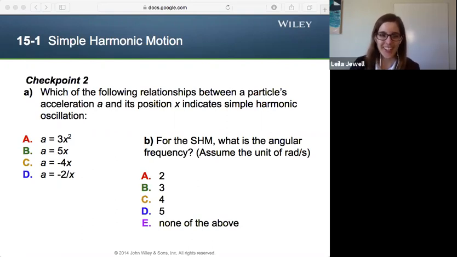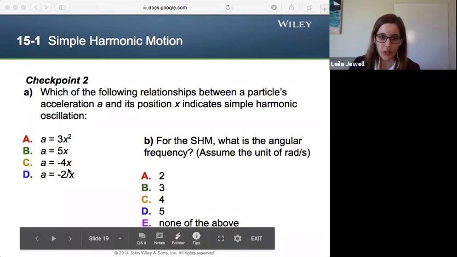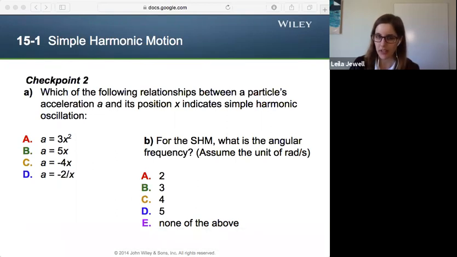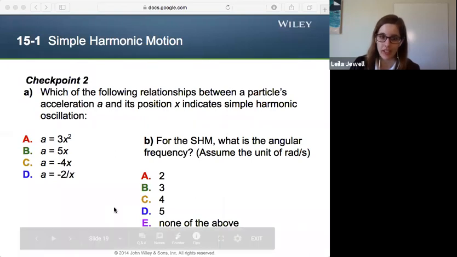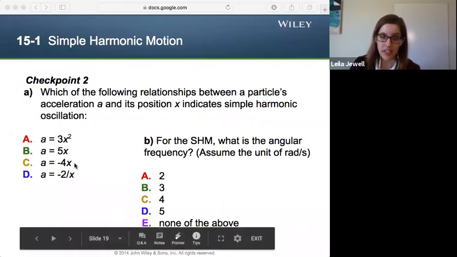Okay, trusting you did that. Well, we know that we want this to look just like the last setup, right? Where the acceleration is proportional to the displacement. Acceleration is proportional to x directly, with a negative sign. So what looks the most to me like that is C here, right?